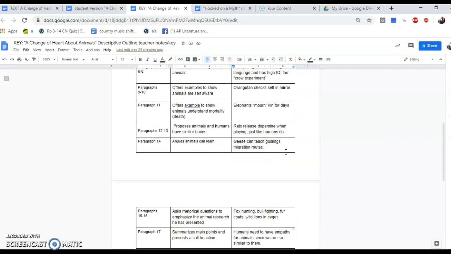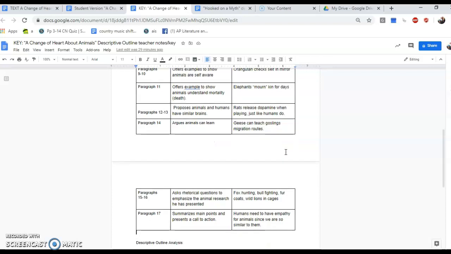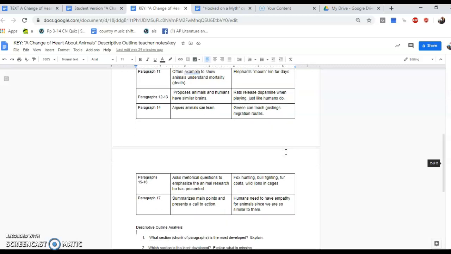Okay, and then next he argues. So now he's starting to try to get a little more argumentative in this piece. He's making an argument that animals can learn, and for that he provides the example of geese teaching their goslings migration routes. The next two paragraphs, he's asking rhetorical questions. So this is the function. He's questioning in order to emphasize the animal research that he has presented. So then this is when he brings up, now that we can understand that animals are very similar to humans, what does that mean when it comes to things like fox hunting, bullfighting, fur coats, and wild lions in cages?